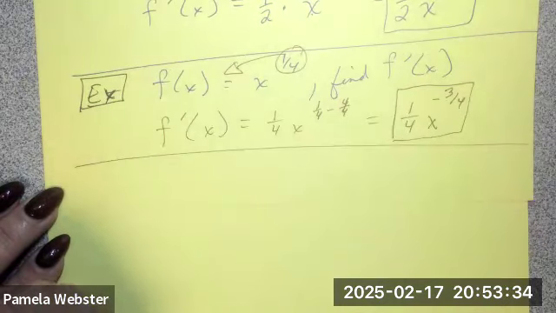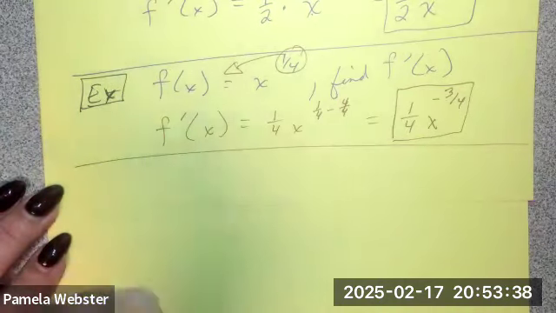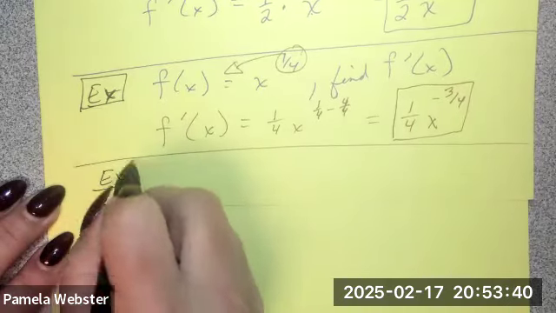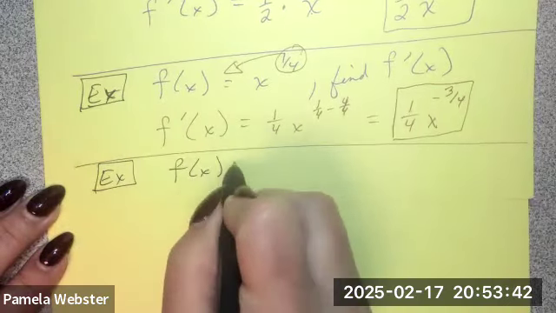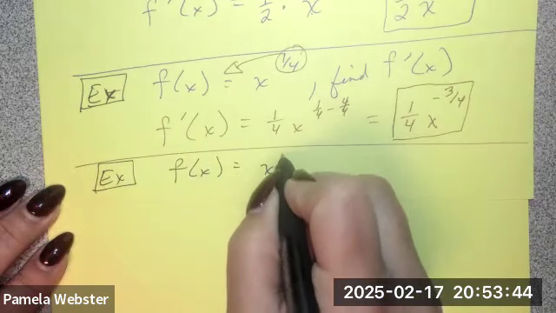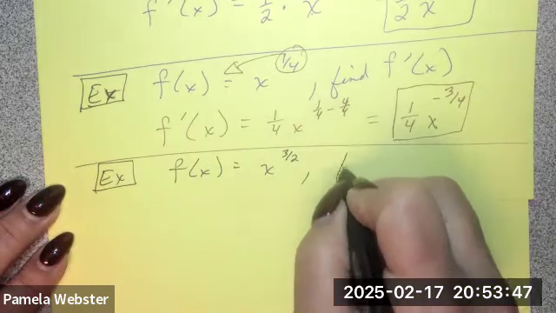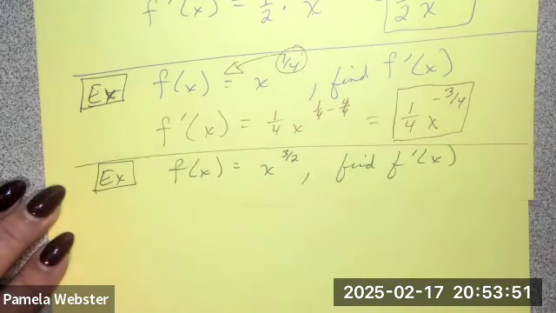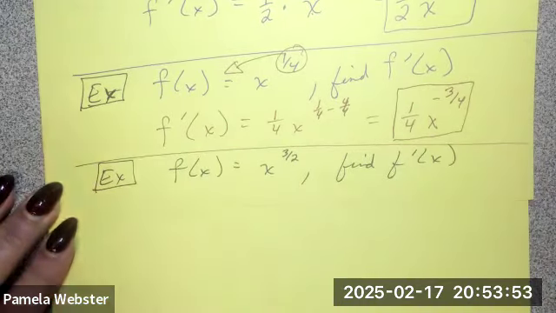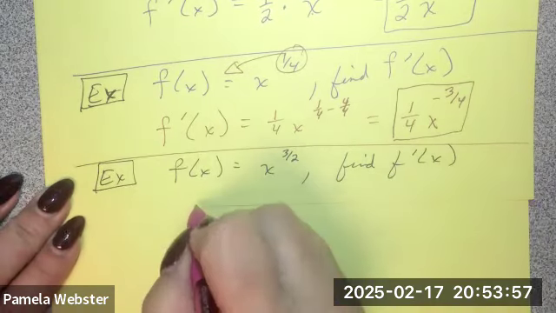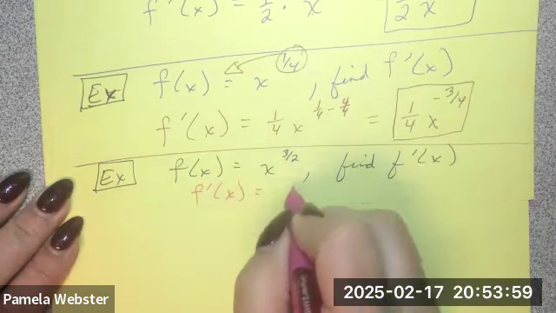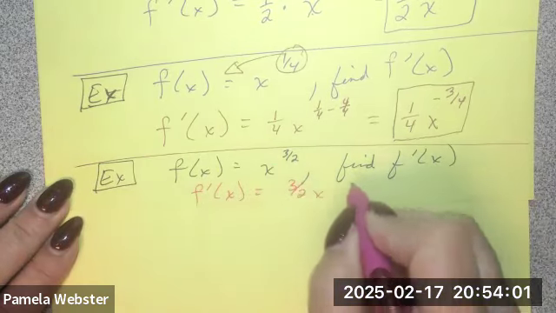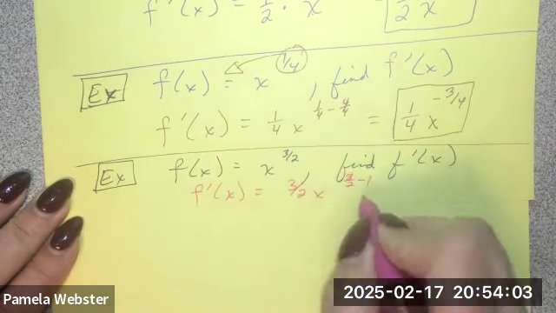I want to do another fraction one so that we can all do it. f of x equals x to the 3/2. Find the derivative. Like I said, once you practice with these multiple times, hopefully you're getting good at them. f prime of x equals 3 halves times x to the, it's 3 halves minus 1.